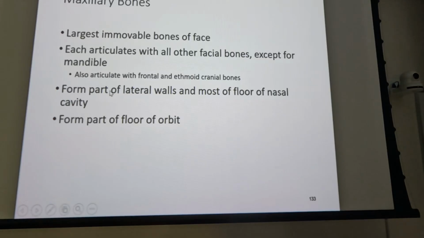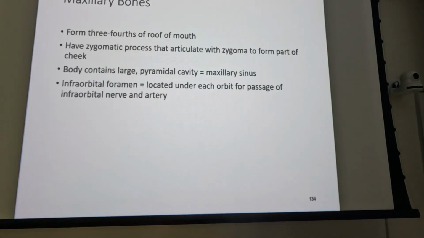So it forms a lot of stuff. One is the lateral walls and most of the floor of the nasal cavity, and then it forms a part of the floor of the orbit as well. Directly below the floor of the orbit, we have maxillary sinuses. We're going to talk about those later in the semester. We call them, obviously, the maxillary sinuses, but we also have another weird name for them, the antra of Highmore. So we're going to talk about their position and the location of those sinuses in context of potential facial bone fractures here in a bit.